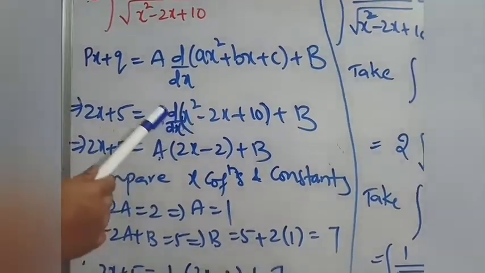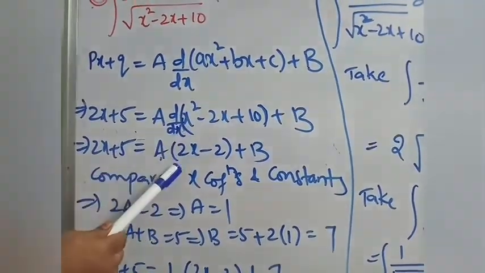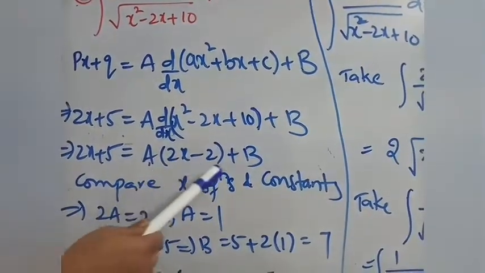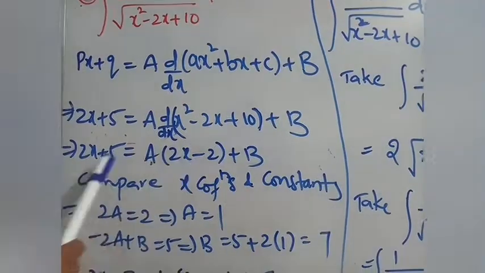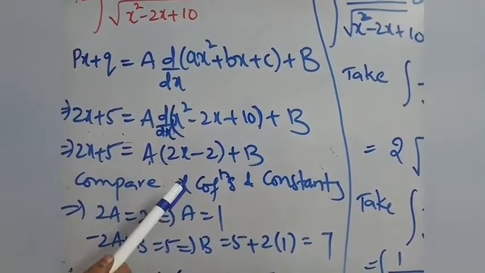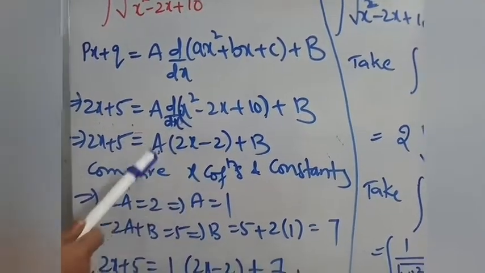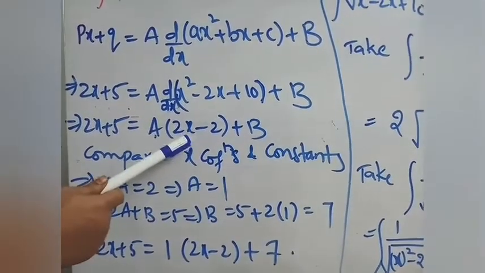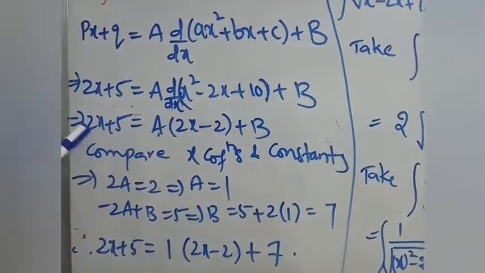Now what is the derivative of x square minus 2x plus 10? It is 2x minus 2, the derivative of the constant is 0. So this can be written like this. Now by comparing the x terms and constants, you can get the values of a and b. So compare x coefficients and constants. What is the x coefficient here? 2a. Here the x coefficient is 2.